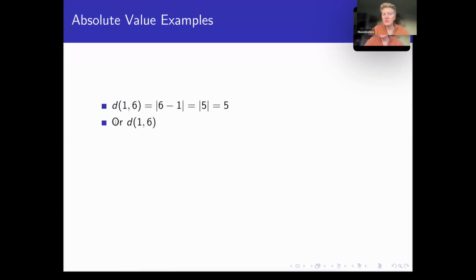But also, we can do the same thing, but instead do A minus B. That's totally allowed. 1 minus 6 is negative 5. Absolute value of negative 5 is 5. Okay.